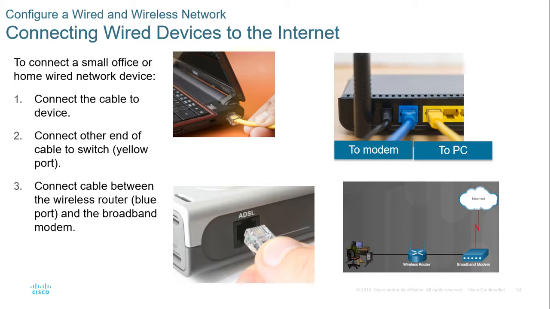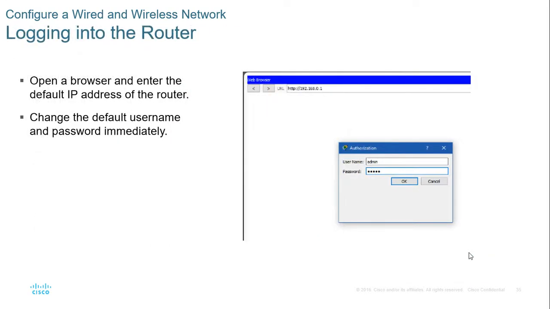Okay, connecting wired devices to your network. So it's as simple as this. Connect the cable to the device, connect the other end of the cable to the switch, then connect a cable between the wireless router and the broadband modem. So this is what you have here. Connect this guy to this guy, connect this guy to this guy, and you're on the internet.